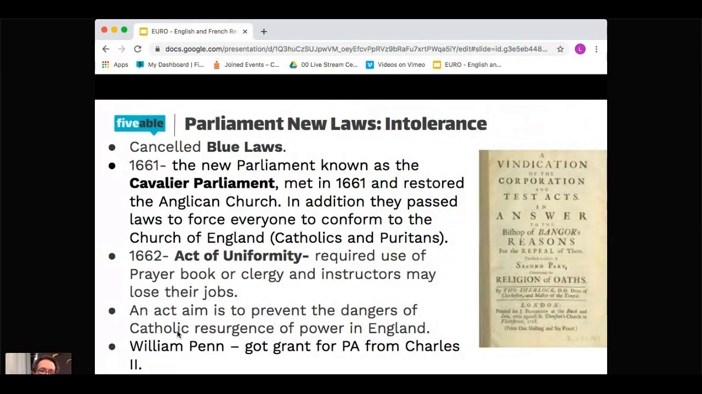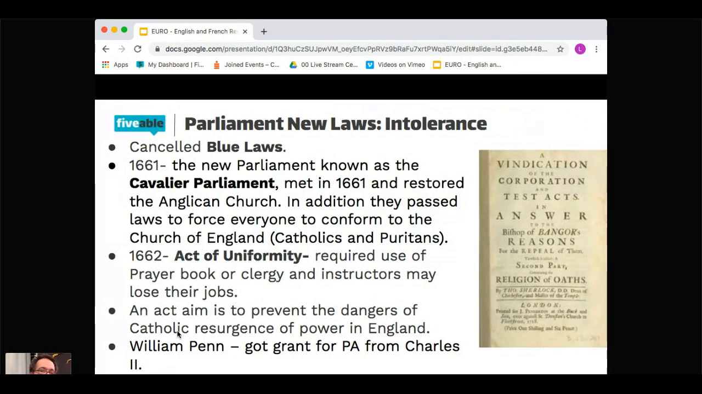And he cancels the blue laws. So after all this harsh religious control for more than a decade, Charles is coming back, and he's known as the happy monarch. So back to happy times in England, and basically he's allowing freedom of religion, but the Anglican Church is kind of restored.